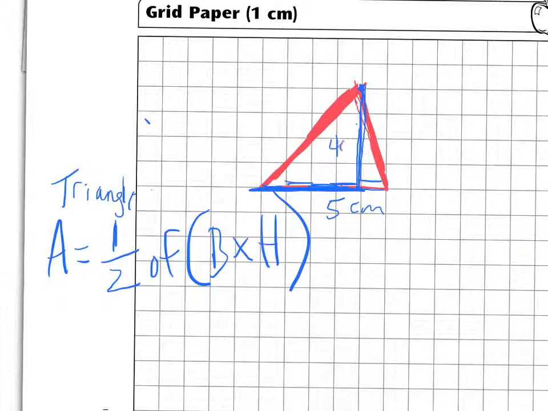So the height is 4 centimeters. Oh, I don't want to put the square in there. Sorry, don't put the square yet. I need to erase that. I don't like that there.